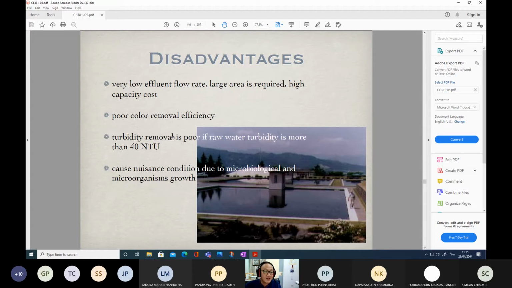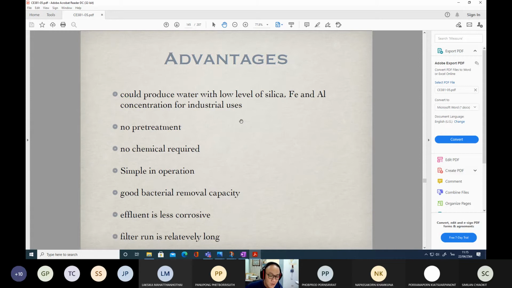Disadvantages: the flow rate is very low. So if you want to produce large quantities of effluent, you need a large area. This one is also not good in terms of color removal efficiency. And if the turbidity is greater than 50 NTU, it may not be very efficient. And sometimes it causes nuisance conditions due to microbiological and microorganism growth.